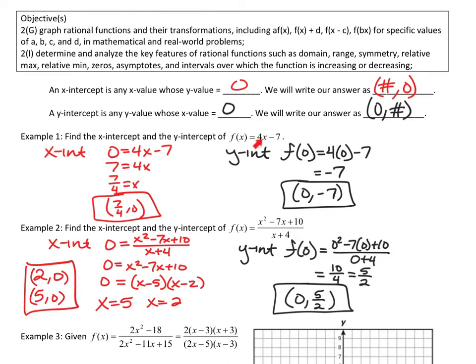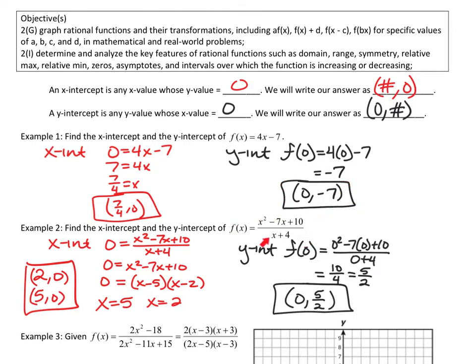y-intercept. For a regular linear function, all we have to do for the x-intercept is set the entire equation equal to 0 and then solve the function. This would be 7 over 4 comma 0 as the x-intercept. For the y-intercept, all we have to do is plug in a 0 for every x. So 4 times 0 is 0, 0 minus 7 is negative 7, so the y-intercept is 0 comma negative 7.